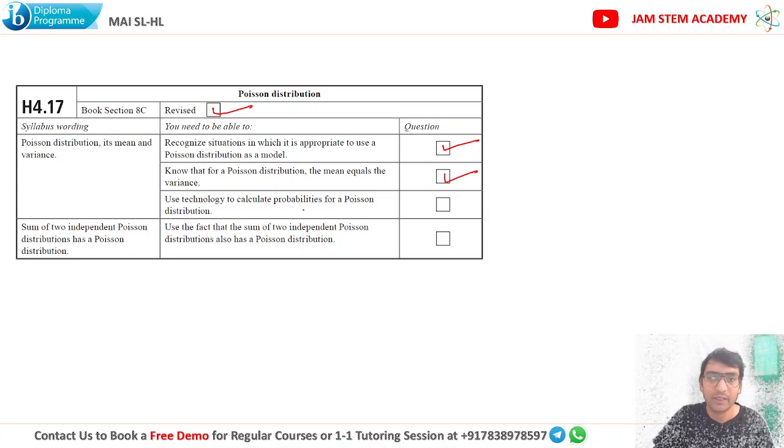Using the calculator to find probabilities using the Poisson distribution, by PDF and CDF, both covered. Also, the sum of two independent Poisson distributions has a Poisson distribution, as we have seen in this case of butterflies and bees, where we added them up to get a new lambda value.